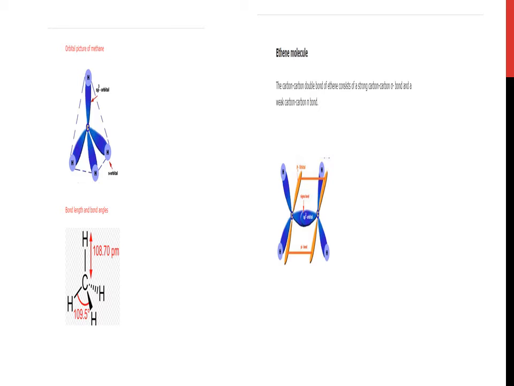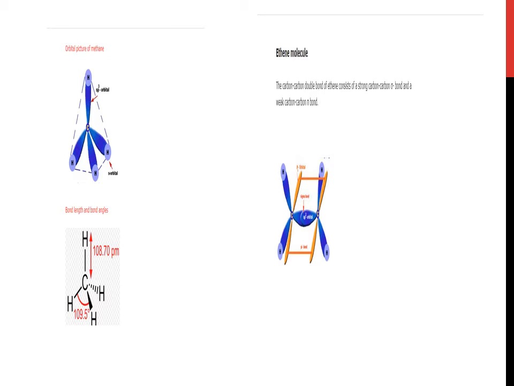Study the orbital picture of methane. It's shown, the orbital picture of methane. CH4 is a tetrahedron. It's quite visible on the screen that carbon is sp3 hybridized, and the bond angle is 109.5 degrees. And what about the ethene molecule?